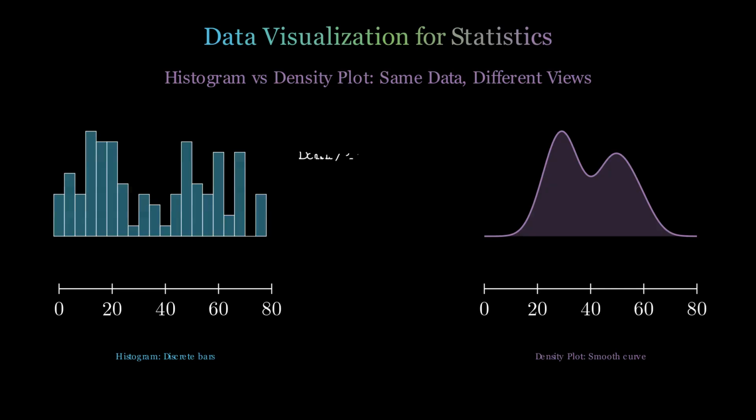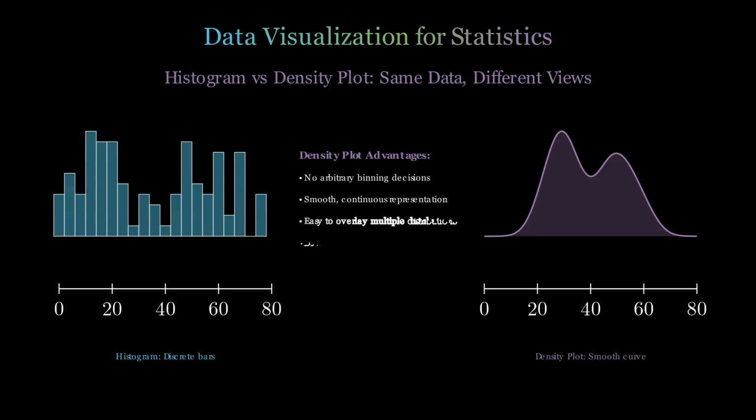Density plots offer several key advantages. They eliminate arbitrary binning decisions, no worrying about how many bins to use or where boundaries fall. They provide smooth, continuous representation of the underlying distribution. They make it easy to overlay multiple distributions for comparison without the visual clutter of overlapping bars. They're ideal for comparing groups with different sample sizes. And they produce professional, publication-ready visualizations that look polished in reports and presentations.